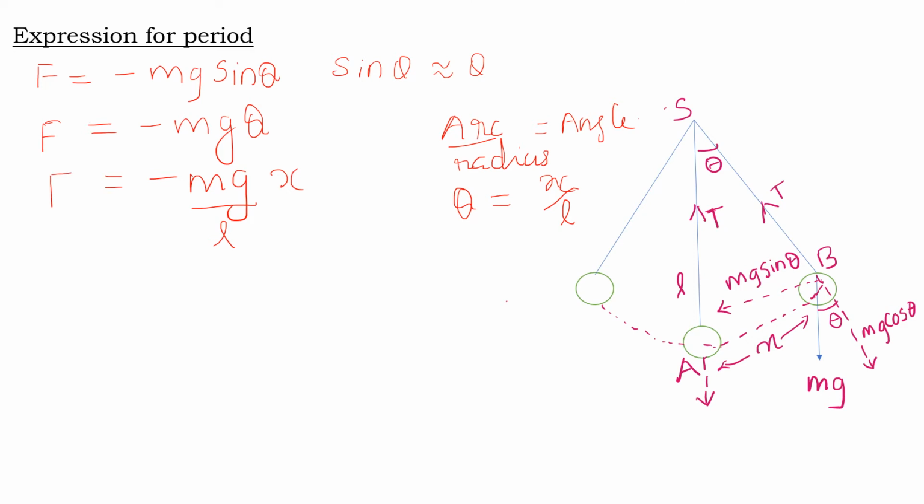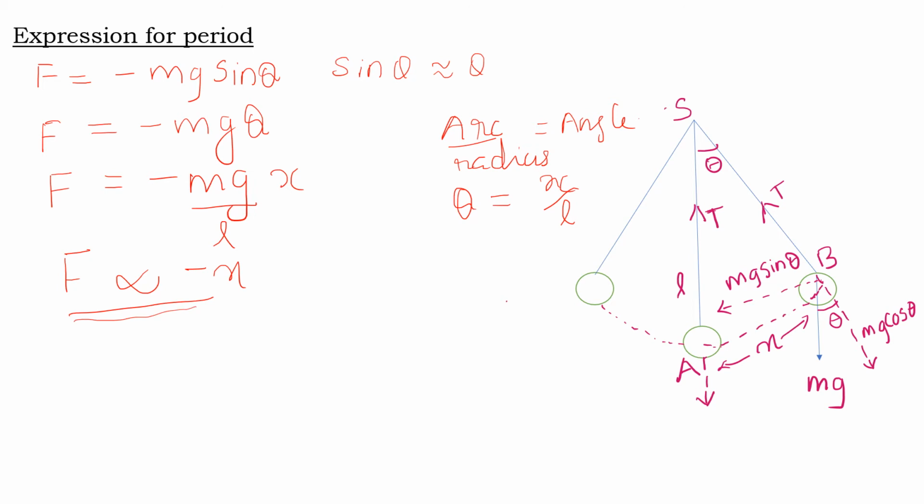From this equation, we can see that the force F will be proportional to minus x, because this value, mg by L, for a given body the mass is a constant and the gravity is a constant, and for a given pendulum L is a constant. Therefore, the force will be proportional to minus x. That means the force will be proportional to the displacement x from the mean position and is acting opposite to the direction in which the displacement takes place. That is the condition for simple harmonic motion.